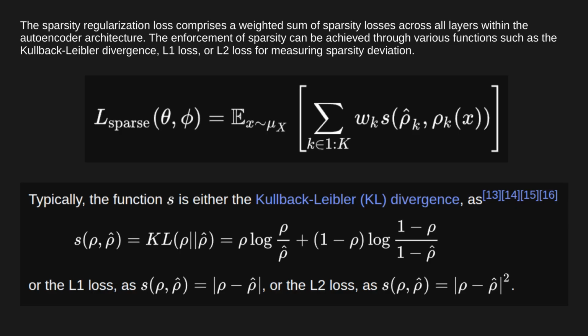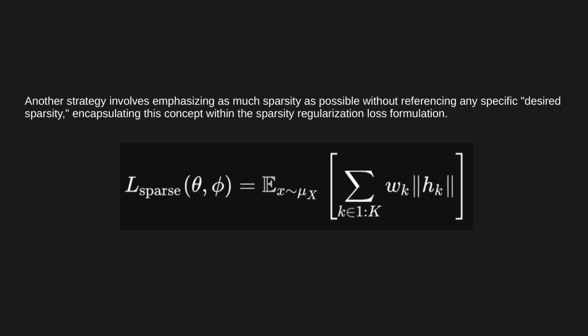The sparsity regularization loss comprises a weighted sum of sparsity losses across all layers within the autoencoder architecture. The enforcement of sparsity can be achieved through various functions such as the Kullback-Leibler divergence, L1 loss, or L2 loss for measuring sparsity deviation. Another strategy involves emphasizing as much sparsity as possible without referencing any specific desired sparsity, encapsulating this concept within the sparsity regularization loss formulation.